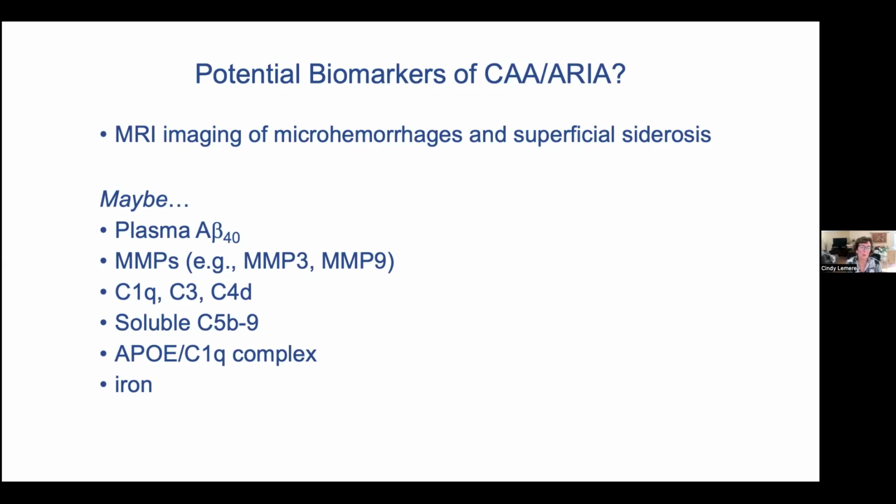And then it might also be interesting to look at ApoE and C1q complexes in the blood and possibly in the CSF, and to look at iron, since once the vessels start leaking, and especially when they start having microhemorrhages, there's a release of iron from the red blood cells.